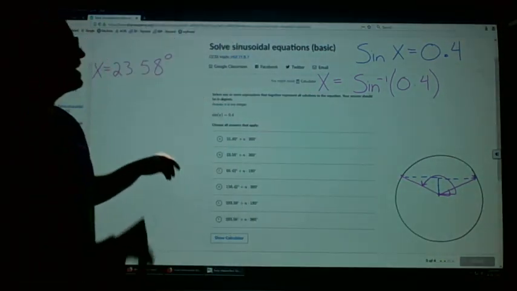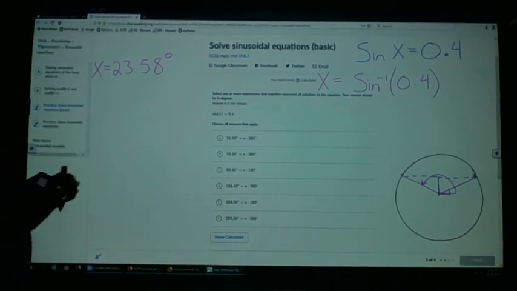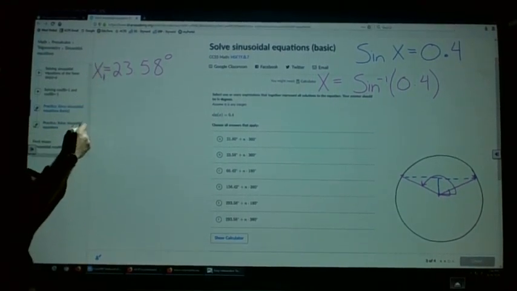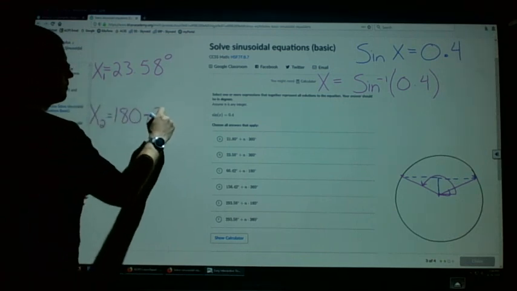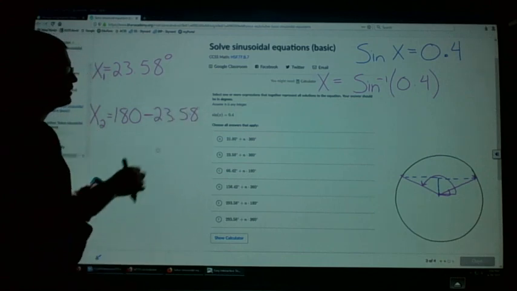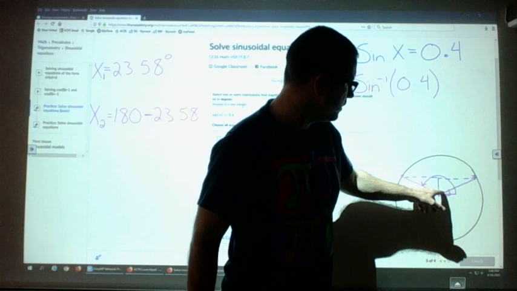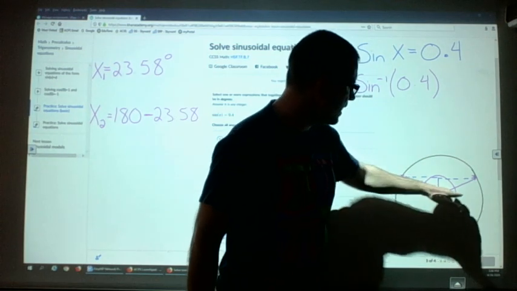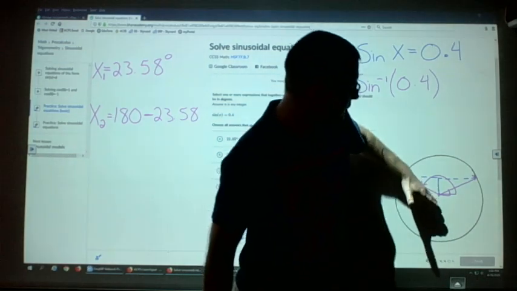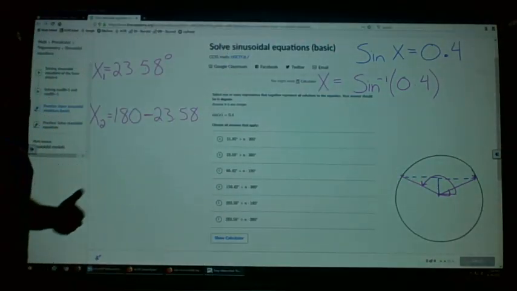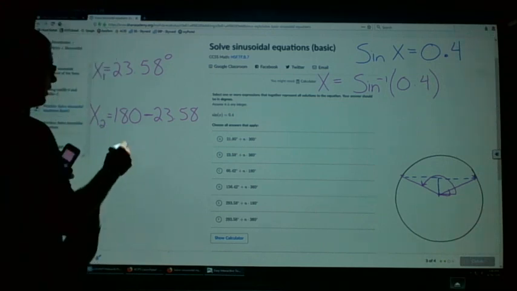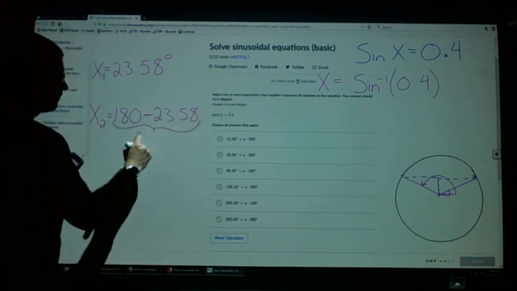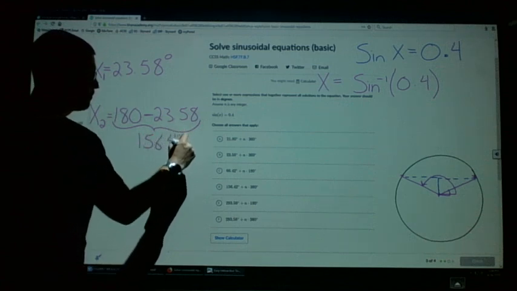So I'm going to do 180 minus 23.58. And that's just because of the diagram. I can see, if that's my first one, then my second one, this angle and this angle would have to be equal, so 180 minus that 23.58 would get me to that second angle there. So I do 180 minus 23.58, and that is 156.42 degrees.